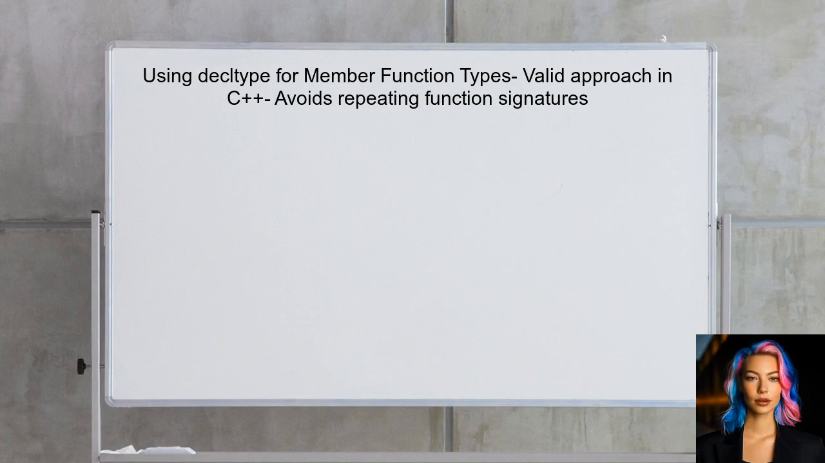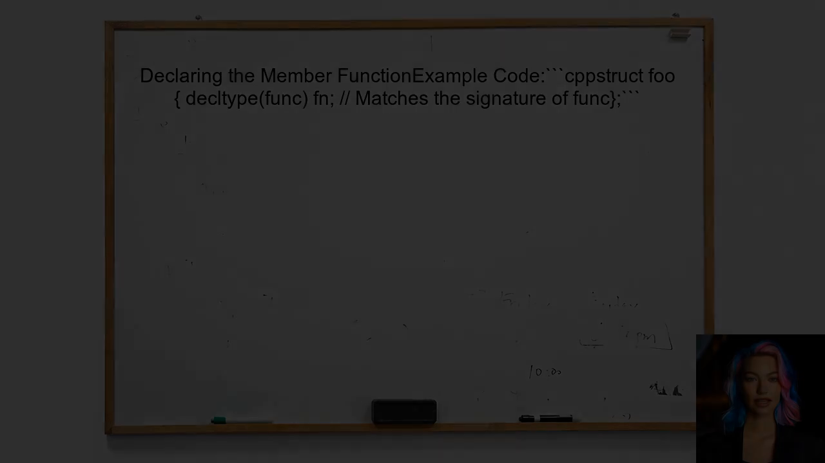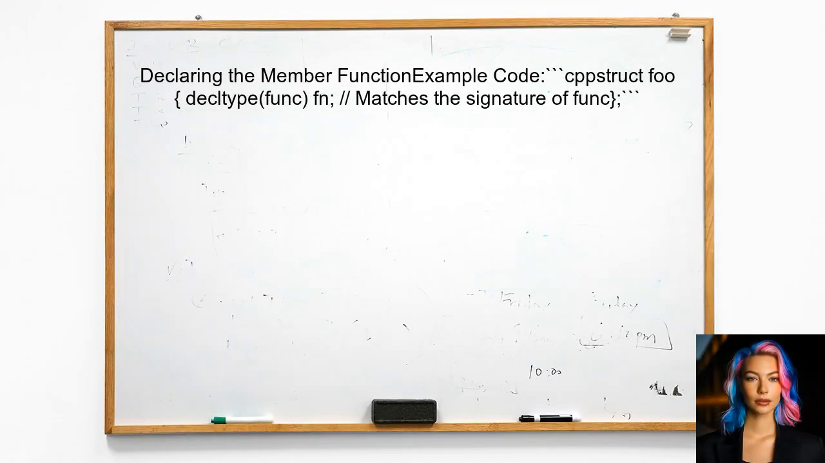To begin addressing the user's question, we need to clarify that using decltype to declare a member function type is indeed a valid approach in C++. This allows the user to avoid repeating the function's signature. Next, the user can declare the member function inside the class using decltype. This will automatically match the signature of the existing function, including the parameters.